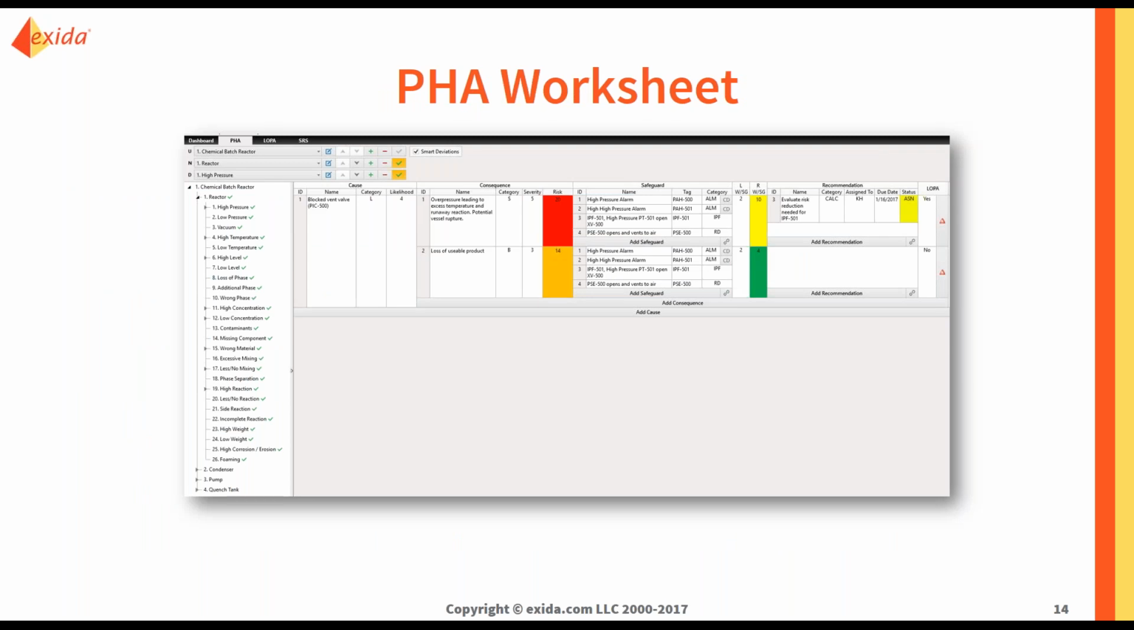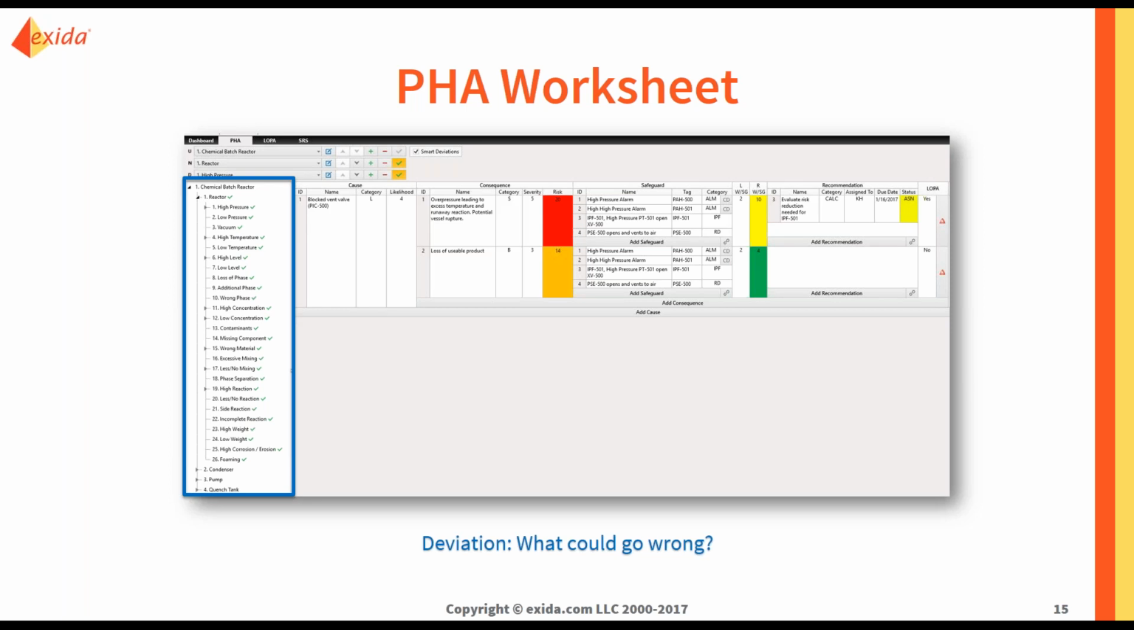Here I have a screenshot of Excelentia. This is our PHA worksheet. It basically guides you through a brainstorm of your conceptual design of your process. When doing the PHA, you're going to ask yourself a few questions. First, what could go wrong with my process? And a heads up, the answer to this question is a deviation. It's basically a challenge to any process parameter.